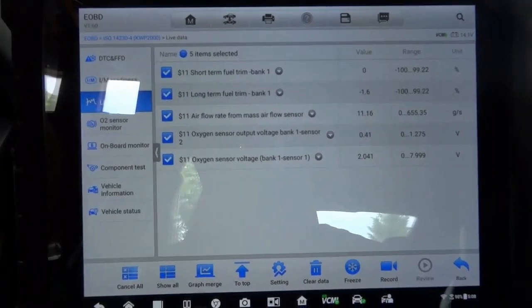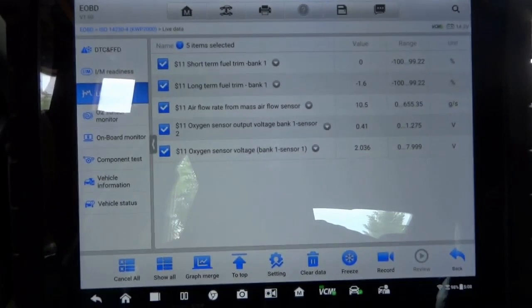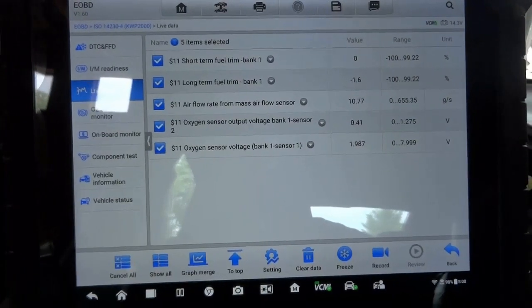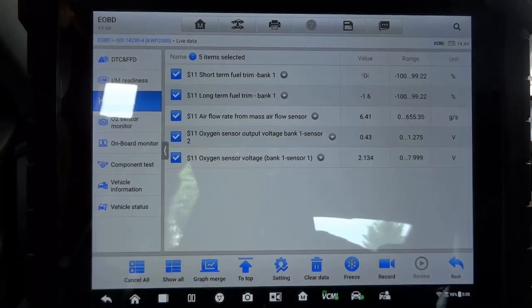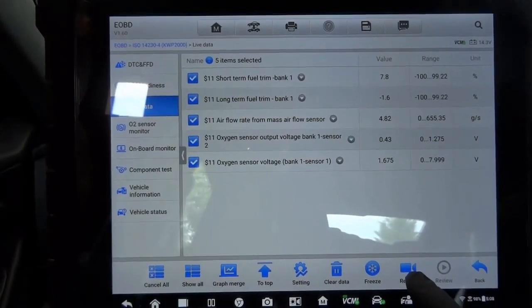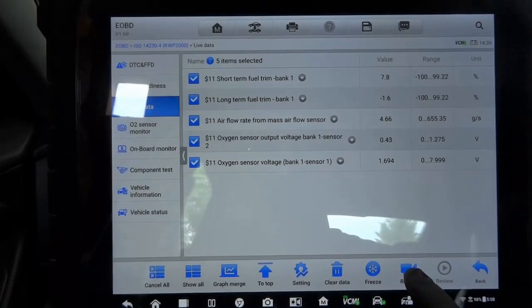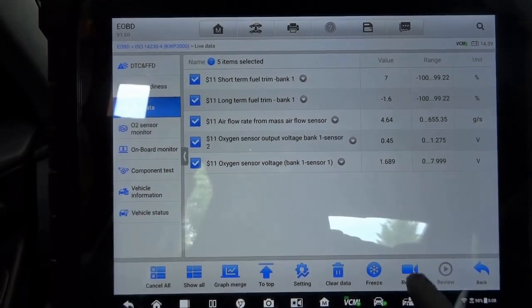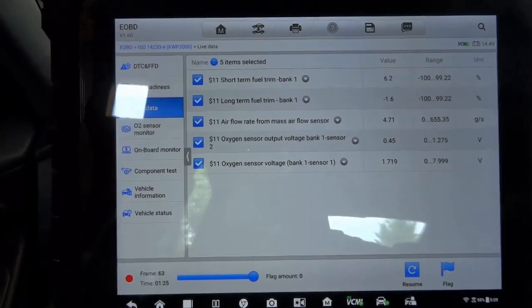So the engine is running. The engine actually sounds really good. Alright, so now we're gonna press record. We're gonna record all these data feeds, and then we're gonna take the vehicle for a test drive. So let's record this.